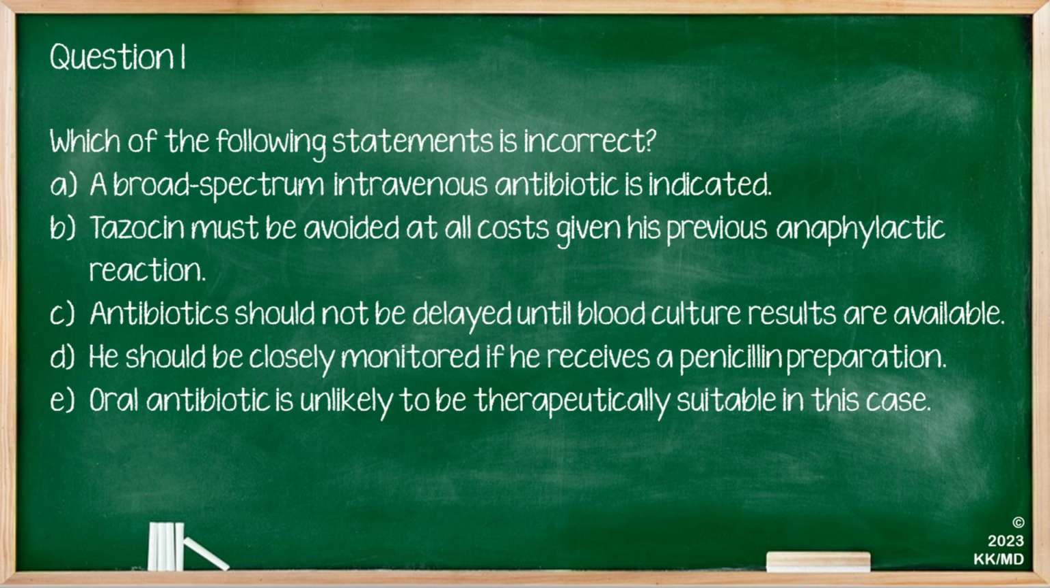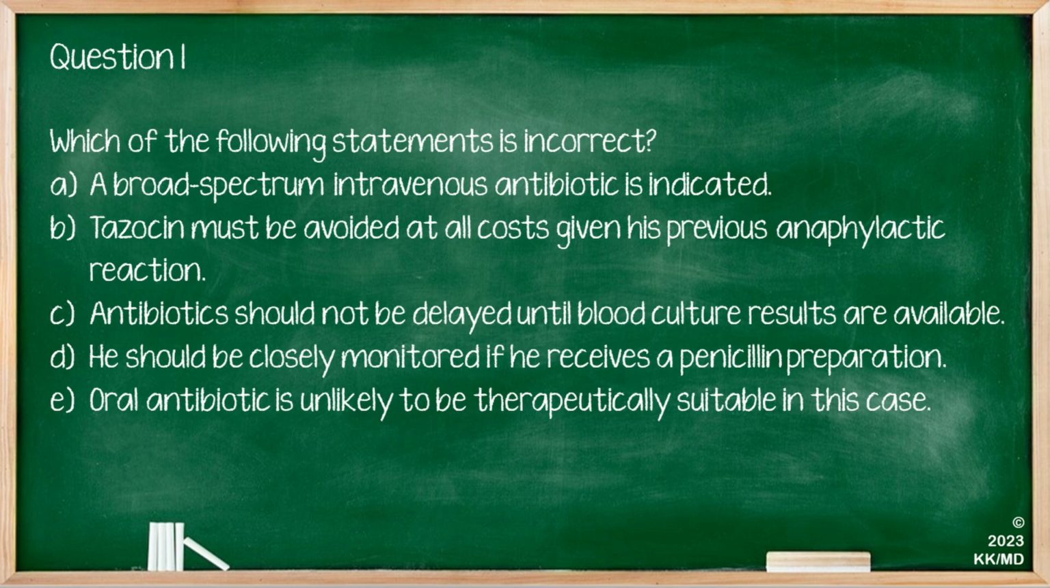The second answer, Tazocin must be avoided at all costs given his previous anaphylactic reaction. Now, if we read the vignette, we can see that he has not, in fact, had an anaphylactic reaction. His previous reaction comprised a rash, and we are told specifically that there were no signs of airway compromise, as would be seen in an anaphylactic reaction. So it's possible that B may be the incorrect answer, but let's look at all of the others. Answer C tells us that antibiotics should not be delayed until blood culture results are available. This is definitely correct.